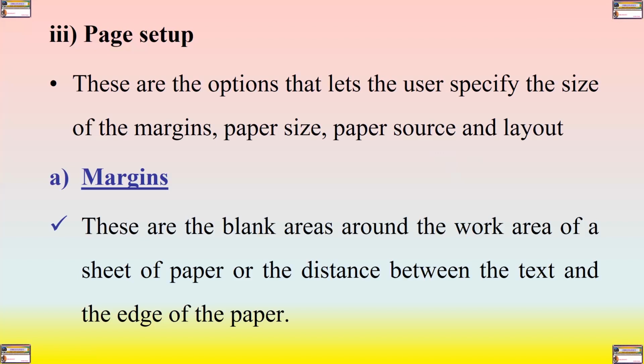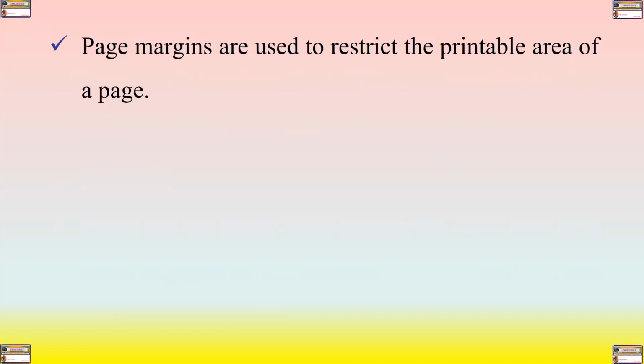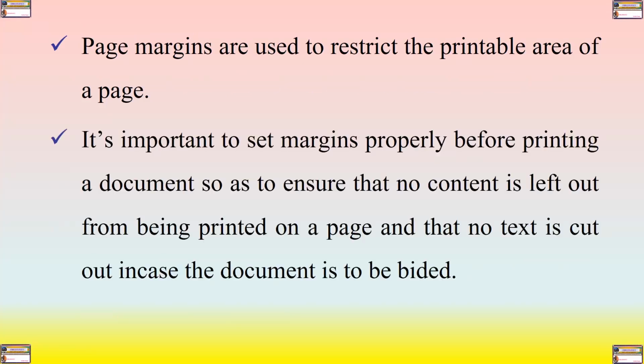Margins are the blank areas around the work area of a sheet of paper, or the distance between the text and the edge of the paper. Page margins are used to restrict the printable area of a page. It is important to set margins properly before printing a document so as to ensure that no content is left out from being printed on a page and that no text is cut out in case the document is to be bound.